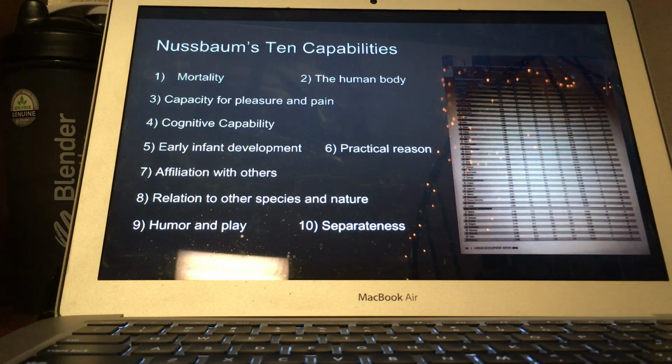The first is mortality. We all have in some capacity either a fear of death or the feeling of grief or some type of effect from the death of a loved one. If one were to come across a human being that showed no fear or apparent care about their own death or the deaths of others, according to Nussbaum, we would be unable to consider this person human.